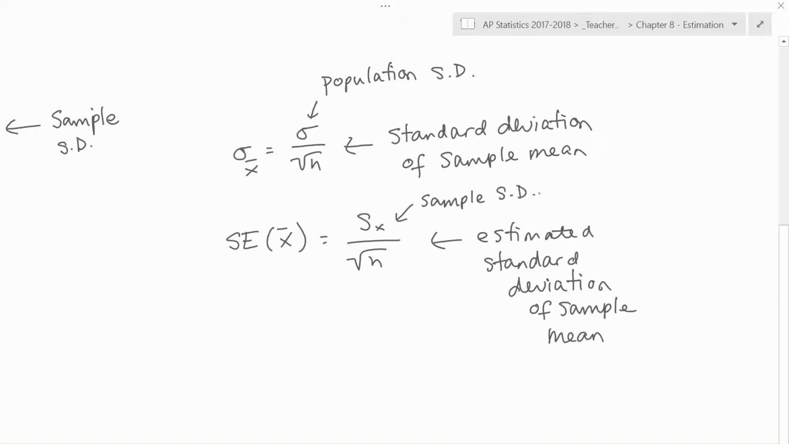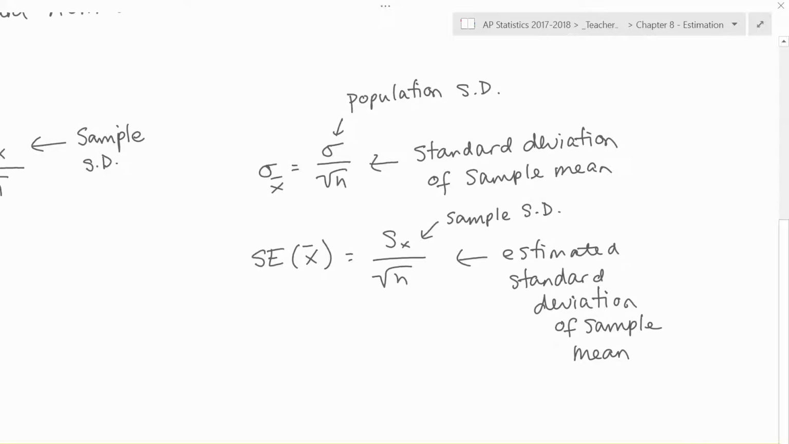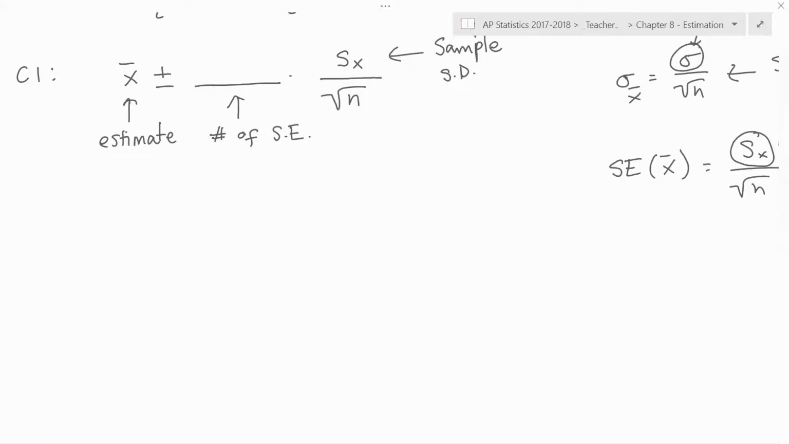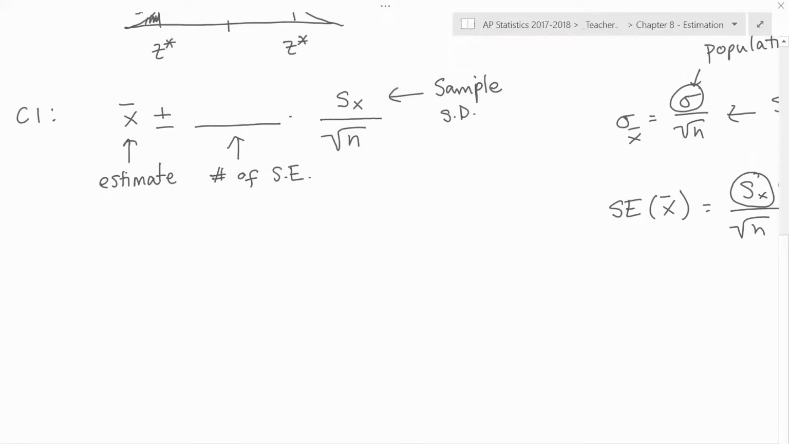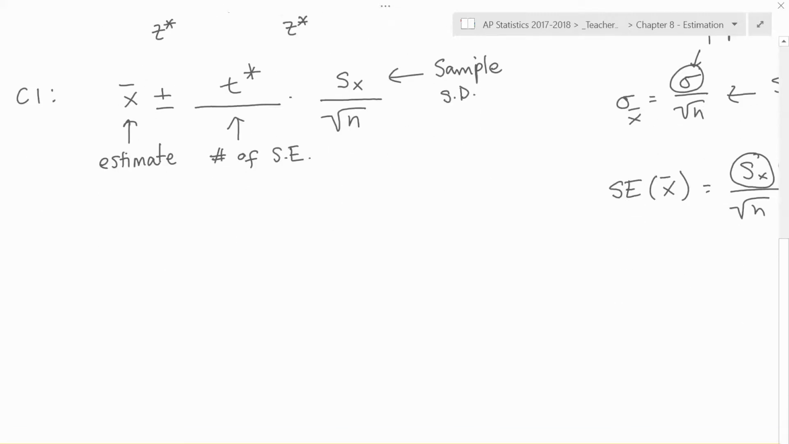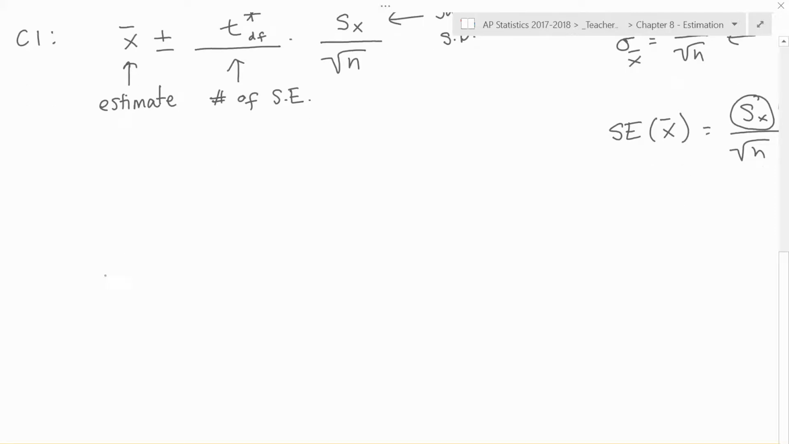So it turns out that this difference, the difference between knowing the standard deviation of the population and estimating the standard deviation of the population with the sample standard deviation, it adds more variability overall. So instead of using a z statistic here, we're going to be using something called a t statistic, t star. The t statistic has a little df next to it, which I will explain in a minute.